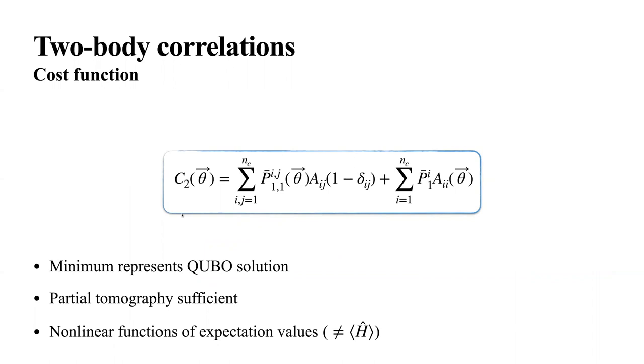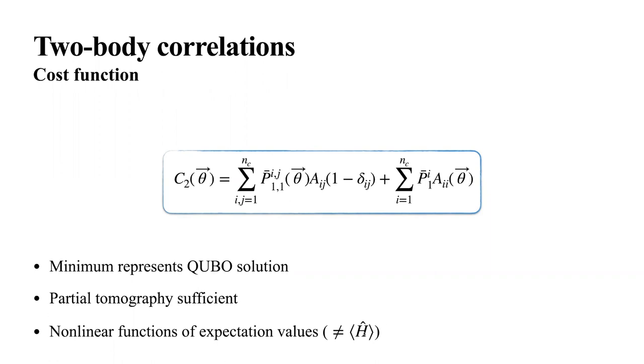We need to make sure that the quantum state that minimizes this cost function represents exactly the best solution of the QUBO problem. It does. So if we minimize this perfectly, we will find exactly the exact solution of the QUBO problem. Again, you only need to make measurements in the Z basis.